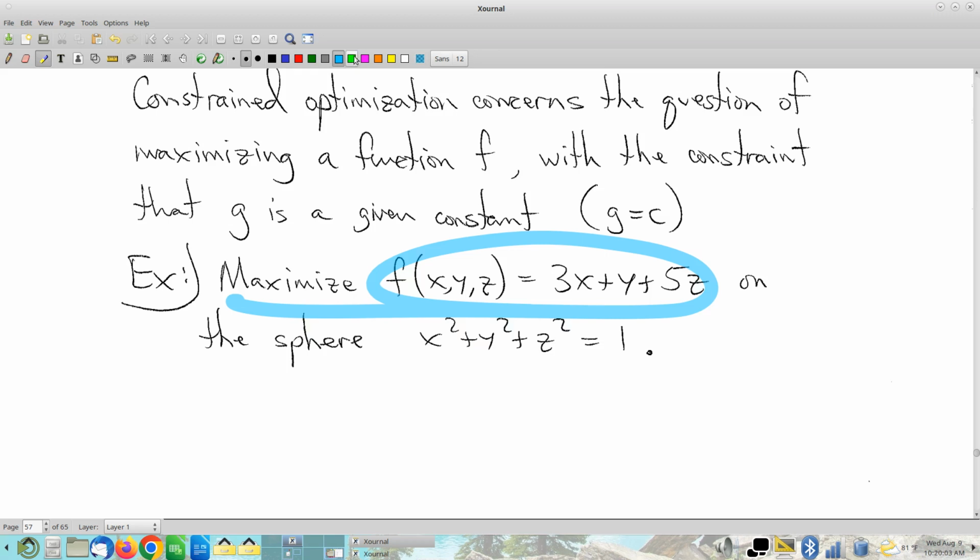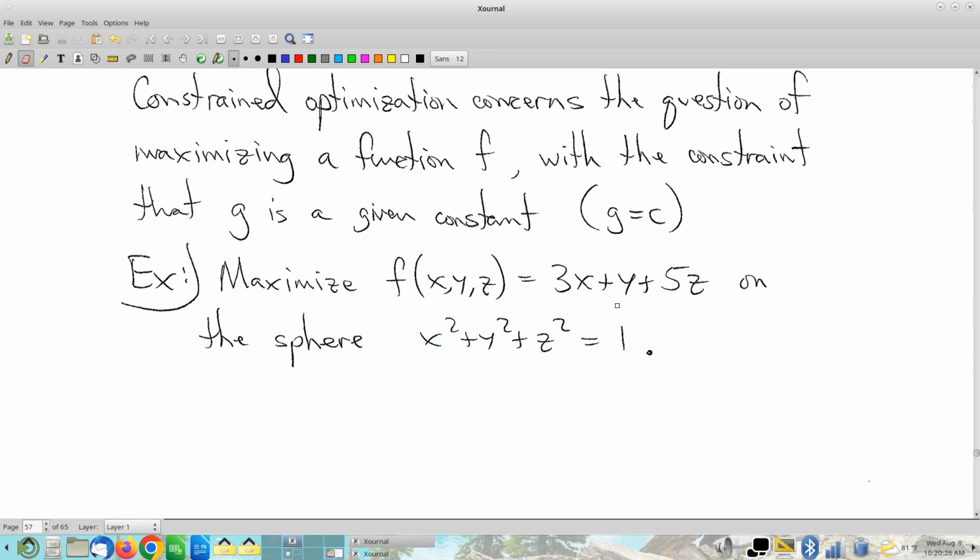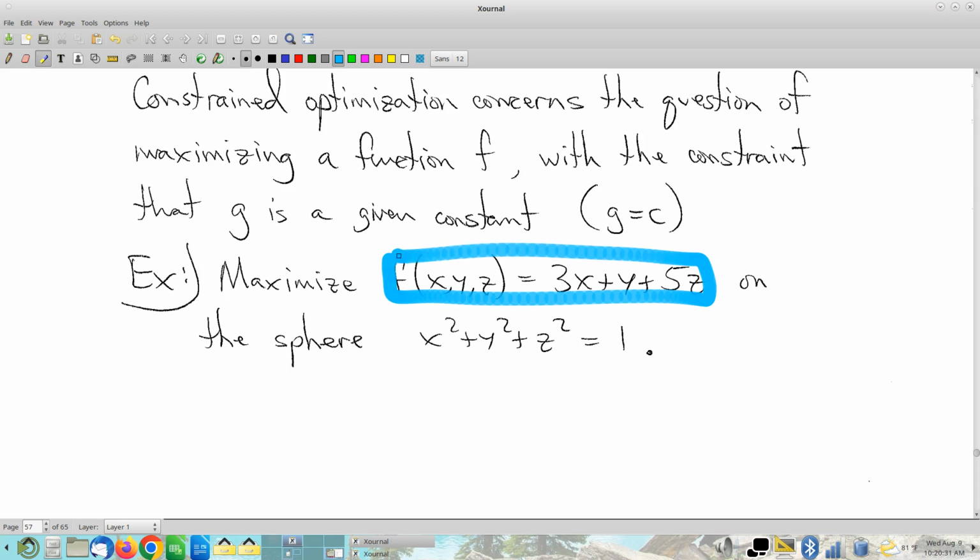But the question is to maximize it on the sphere where x is not allowed to get bigger and bigger and bigger, nor are y and z, right? And so on the sphere, maybe there is a maximum value to be found. Everybody on board? Okay. So in this case, my objective function is this. My constraint function is this.